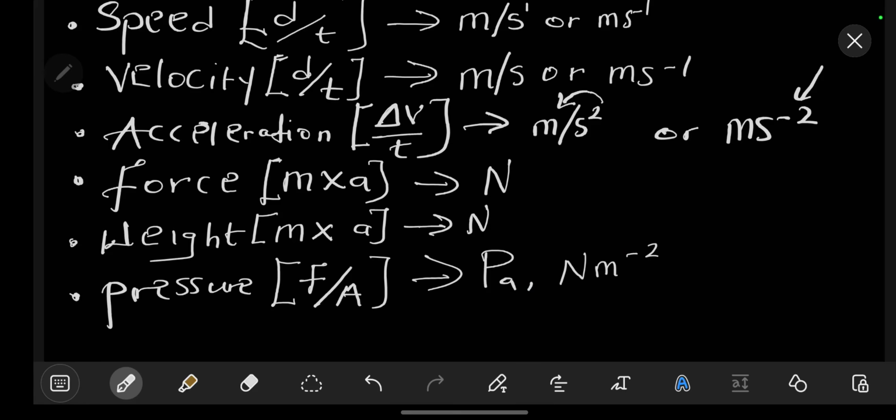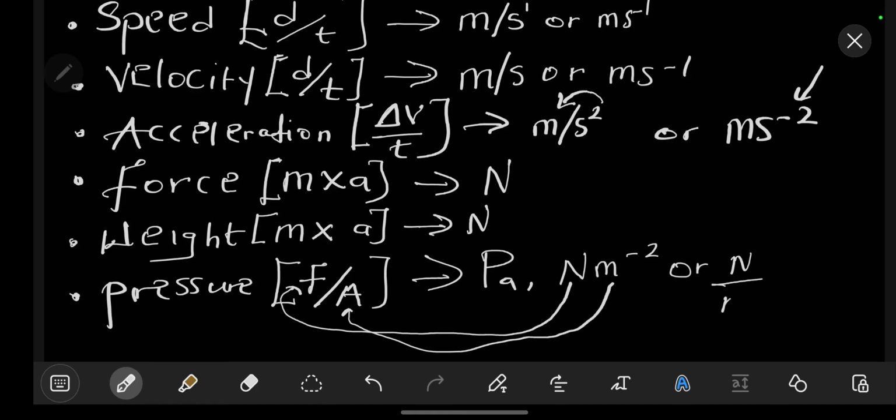Do you know how we got this? That is because this Newton you see is for force, and this meter squared you see here is for area. Now, since we have force over area, this is Newton per meter squared. Remember, this can be written as Newton over meter squared. This 2 comes up and turns to minus 2. So this Newton you see here is for force, and this meter squared you see here is for area. I hope that's clear.